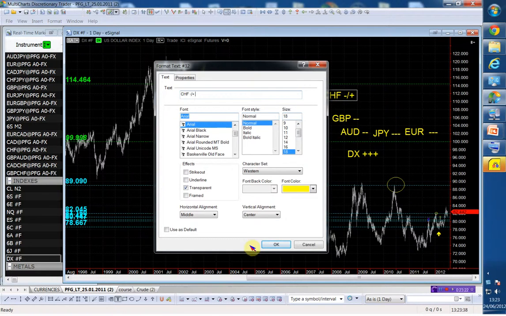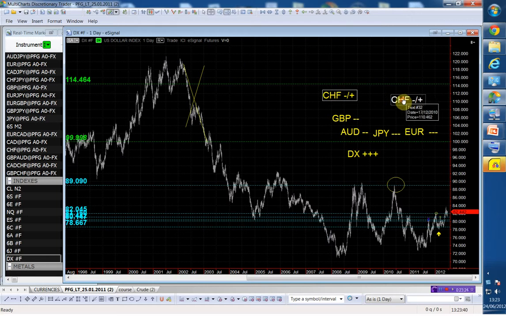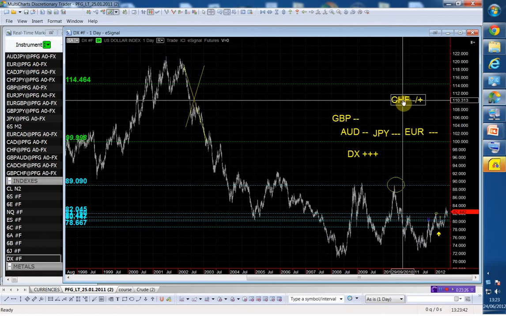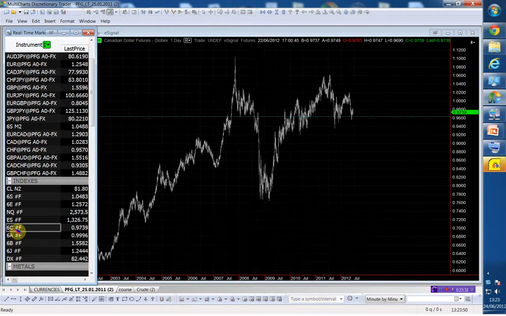So we're going to be taking each Swiss pair based upon its entry points on the daily chart according to those pairs. Last but not least is the Canadian.